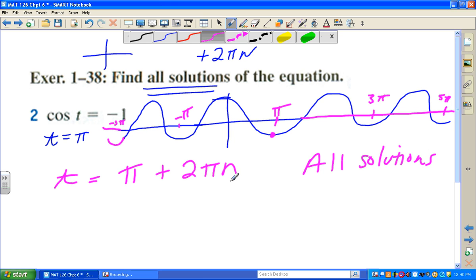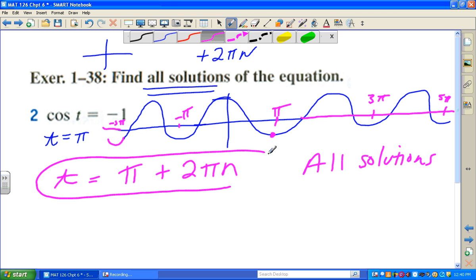Because n can be any integer, positive or negative. If you want to say n is 7, then that means 15 pi works. If you want to say n is -1, that means negative pi works. N is -2, -3 pi works. They all work as answers. You've never written your answers in terms of general solutions. You've always been able to have one answer or a couple answers.